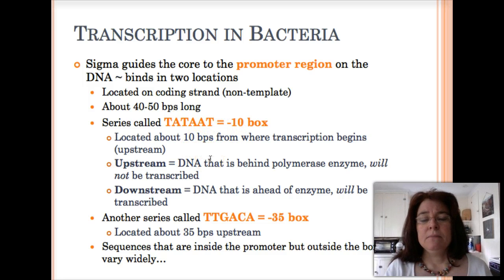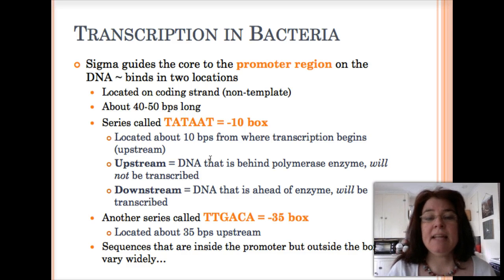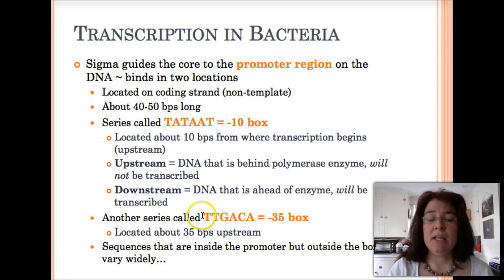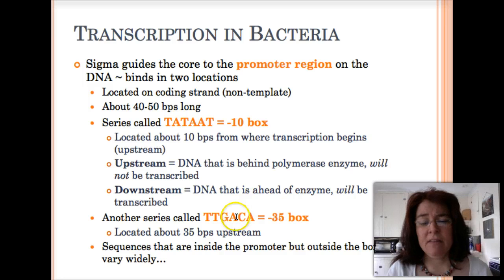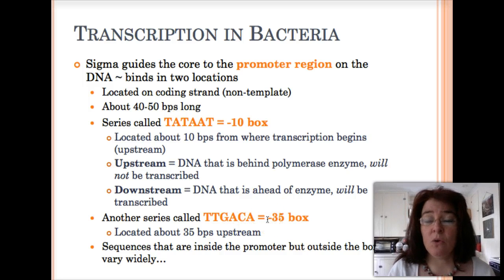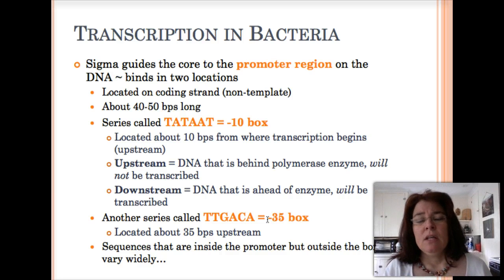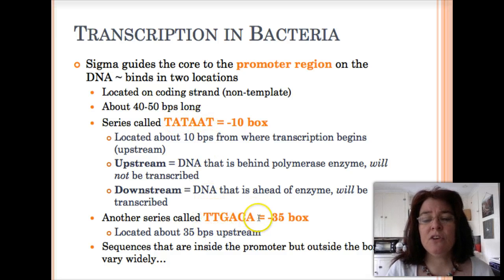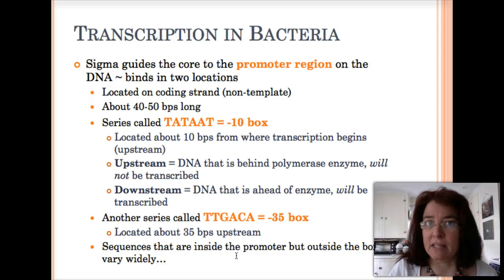So in addition to the TATAAT, the -10 box, there's another short sequence of bases called TTGACA, and that one's about -35 or 35 base pairs upstream from the start site. Now, there's obviously some additional bases in the promoter. We've got 6 of them accounted for at -10. We've got 6 of them accounted for at -35. That leaves a lot more bases. Well, those additional bases inside the promoter and outside the boxes vary tremendously.